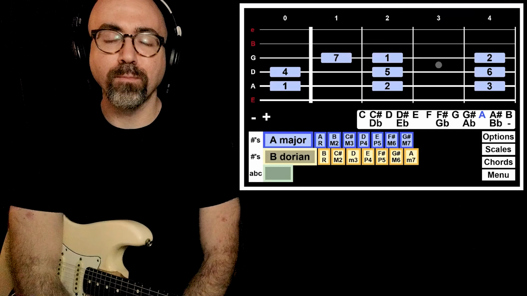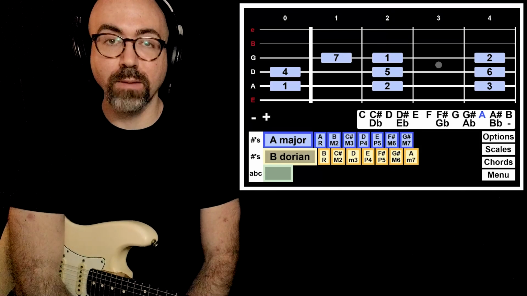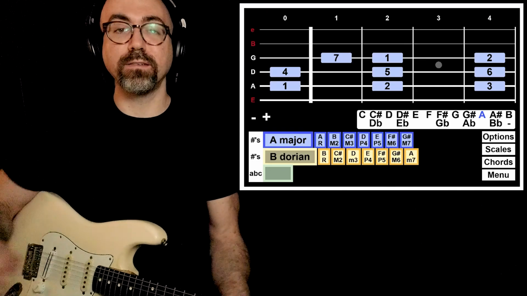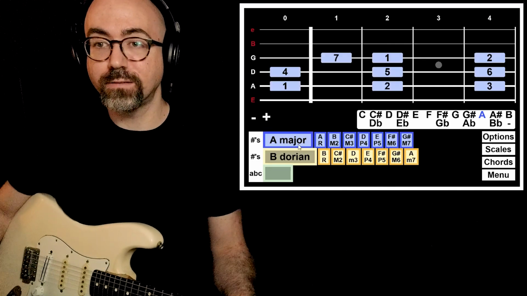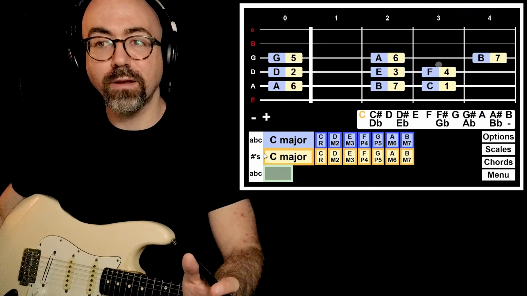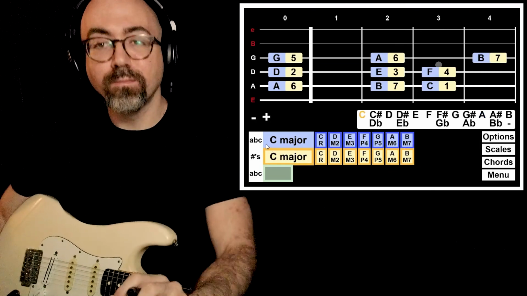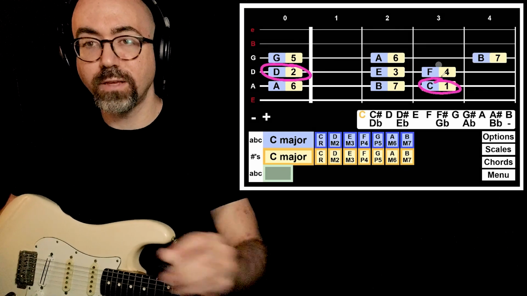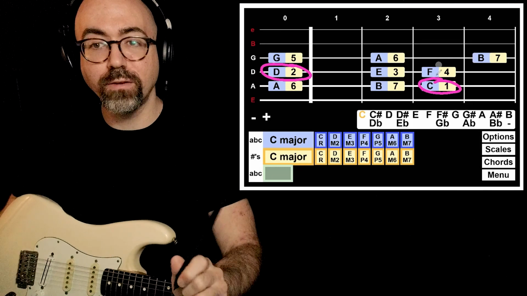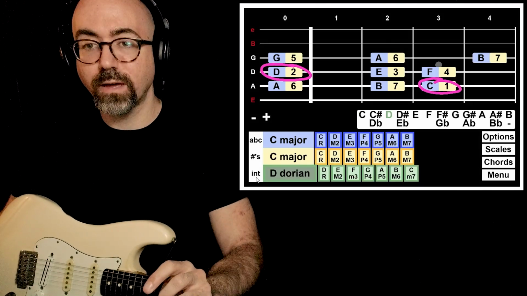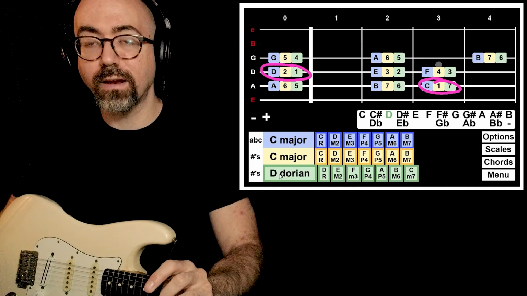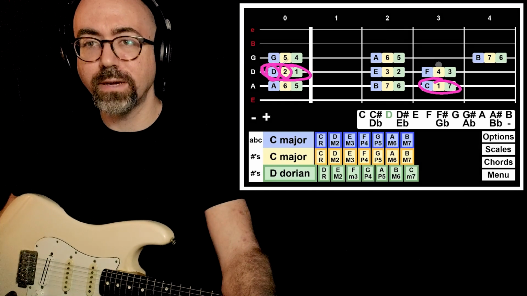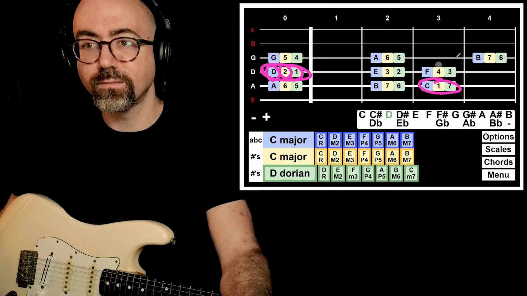And one final detail, A major is just the example scale. So the same concept applies to every scale. If I changed A major to, say, C major, let's look at scale degrees and note names. So C is the 1 and D is the 2. So D, which is the 2 of C, will be the 1 of D Dorian. Let's look at it in terms of scale degrees. Look at that. So D is the 2 of C major and the 1 of D Dorian.